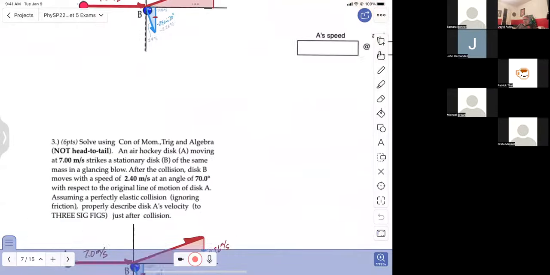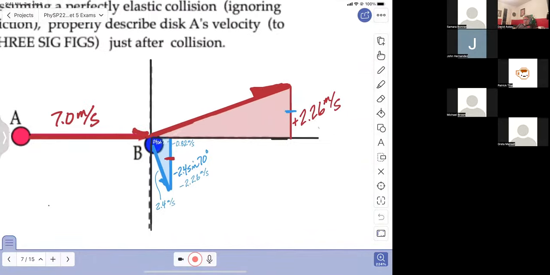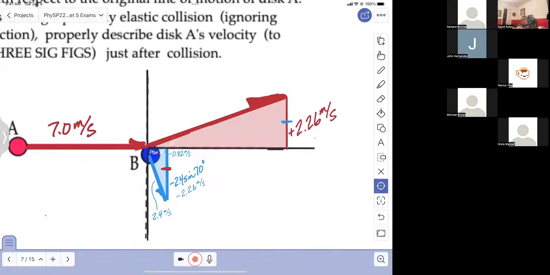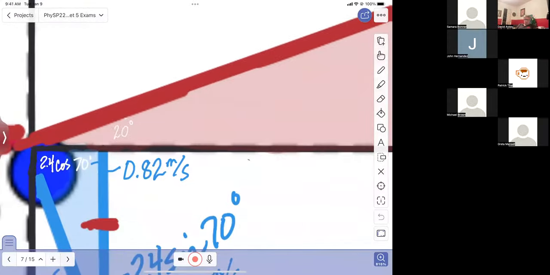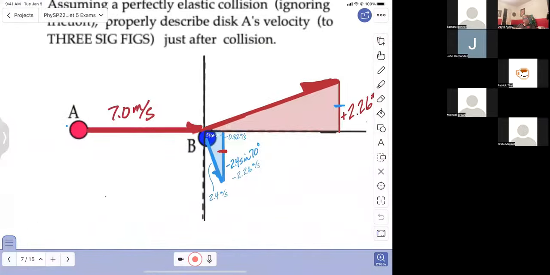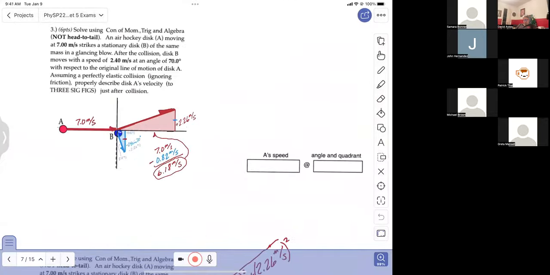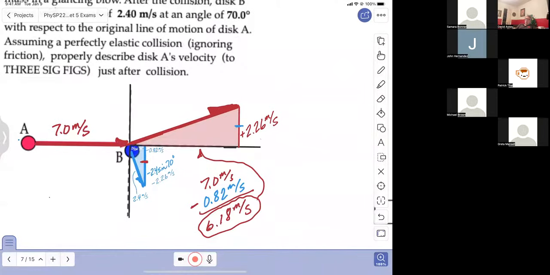Great. Now let's keep going. If I know that that is negative 2.26 right here, then I know that that's positive 2.26. They add to zero. So now I know the angle is 20 degrees, the red angle, and I know that the opposite side is 2.26. So I can use that to find the adjacent side. And that's what I'm doing here. There's two ways of doing this.